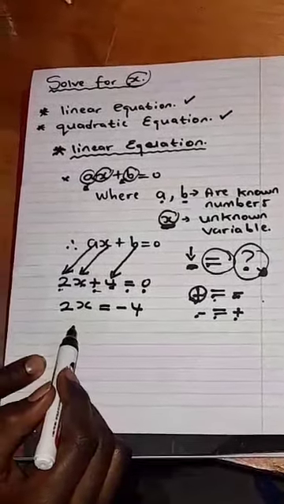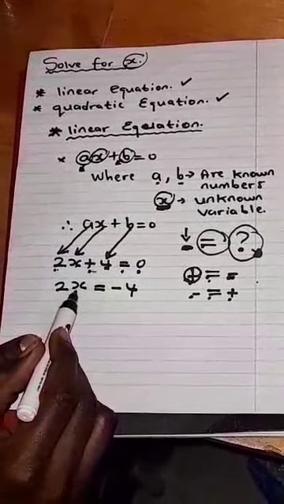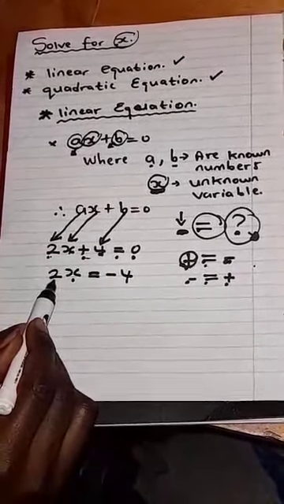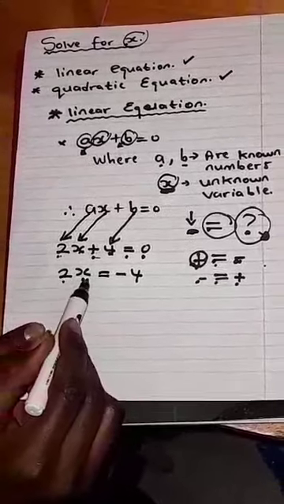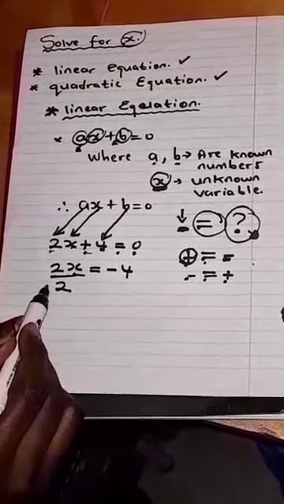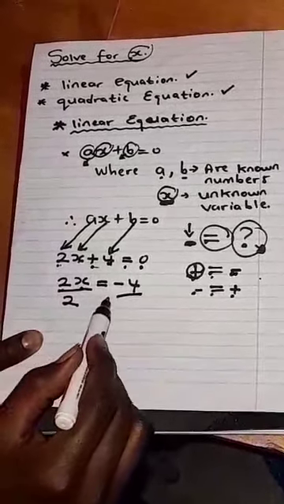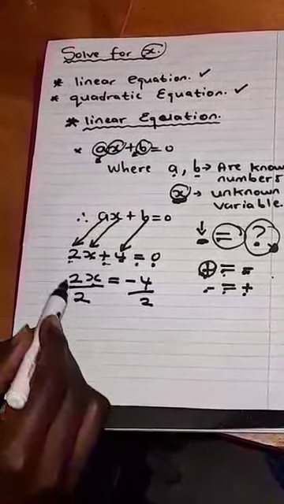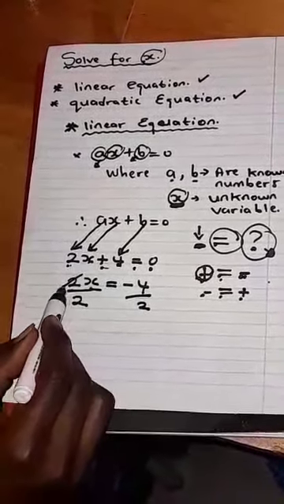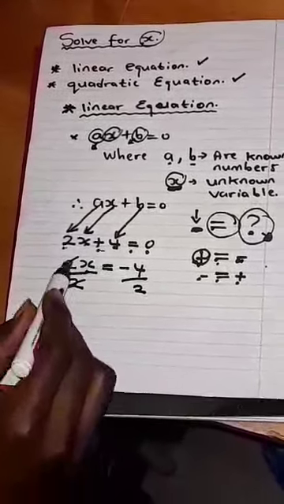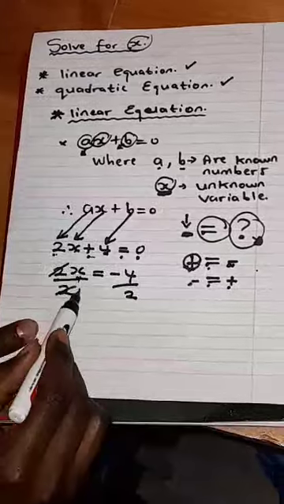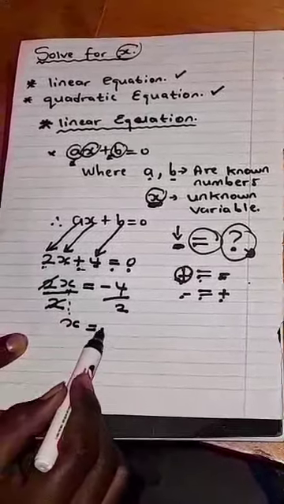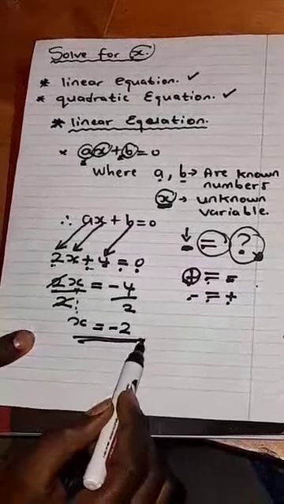Now because you want to solve for x, this x is an unknown variable, and this x contains a coefficient. A coefficient is a number. So for you to solve for x, you divide by its coefficient. Its coefficient is 2. You divide by its coefficient on both sides of the equal sign. So this 2 and this 2 cancel each other. Divide by 2, divide by 2. We are left with x is equal to negative 4 divided by 2. It gives us negative 2. So this is the value of x.